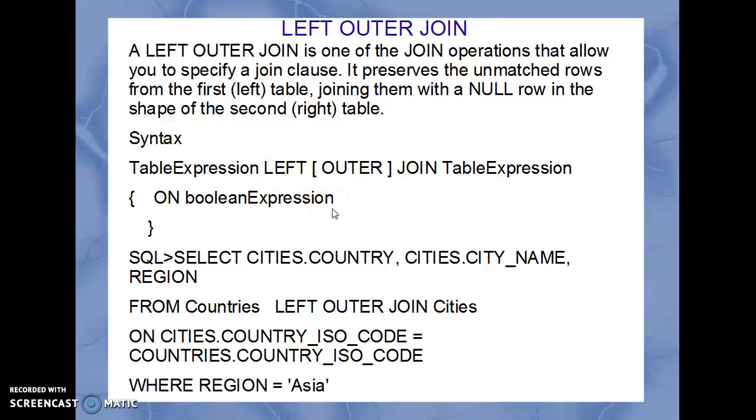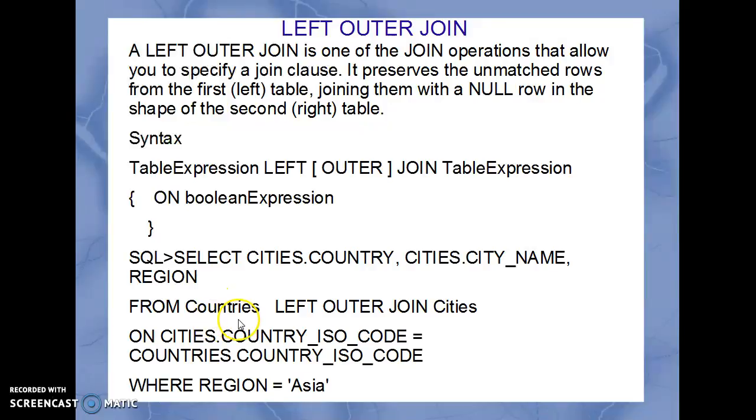Whether you want to give a particular expression, or a boolean expression that is true or false, like this. Let's see the example. Select city, where city is a table name, country is an attribute, city name is another attribute, and region is one of the attributes, meaning a column.